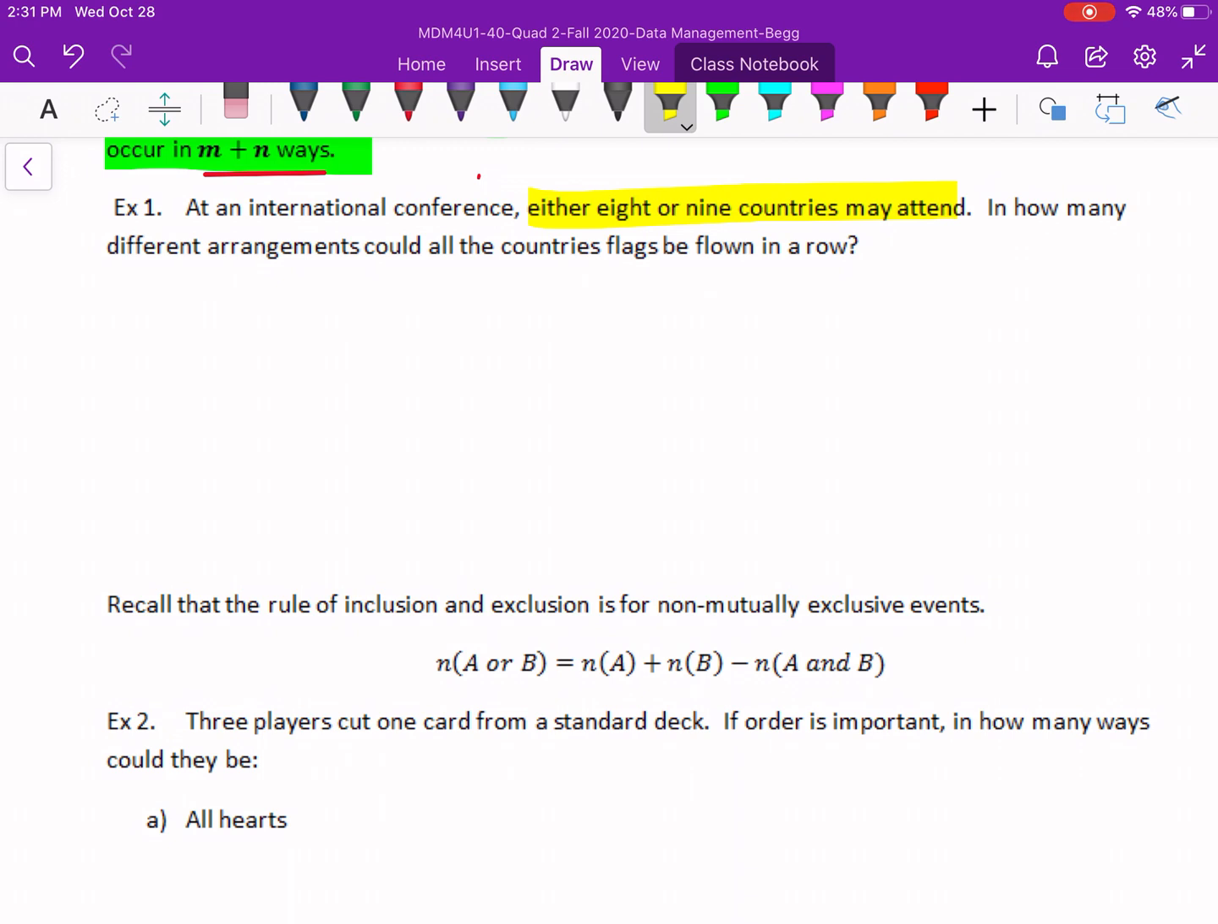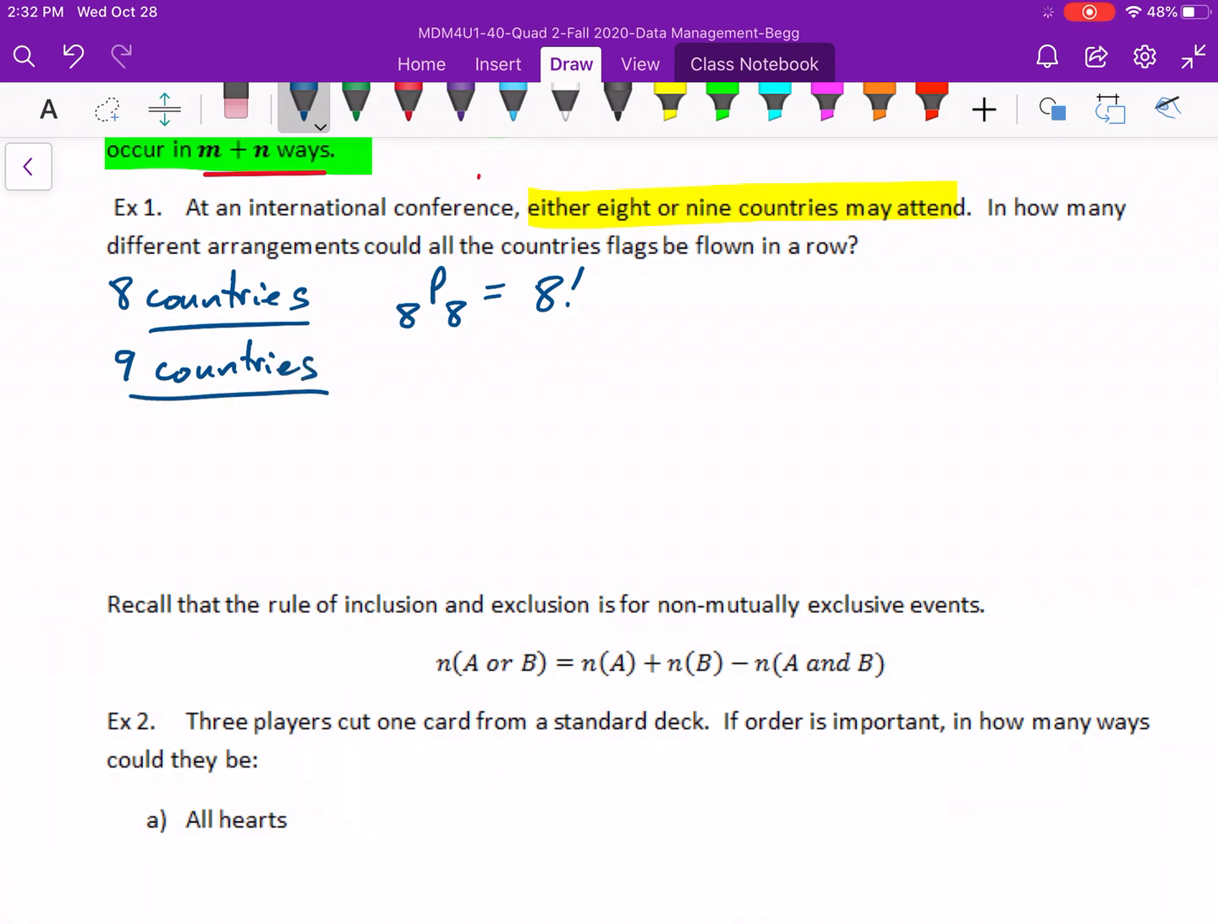Well, if 8 countries come, then you've got 8 flags, and we want to arrange all 8 of them, so it's 8 arrange 8, which is 8 factorial. Or maybe 9 countries come. Again, we want to arrange all 9 of those flags, so it would be 9P9 in that case, or 9 factorial. But these are mutually exclusive.